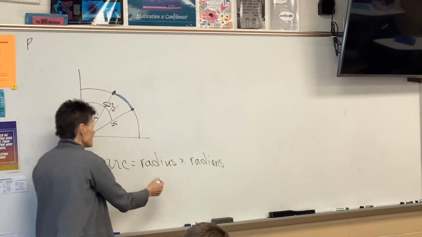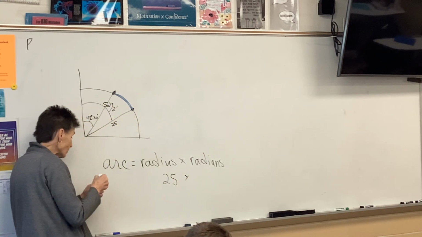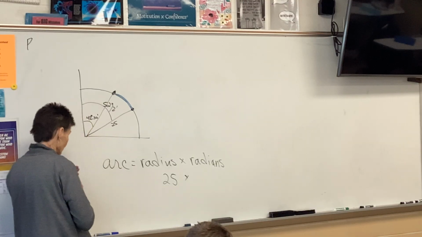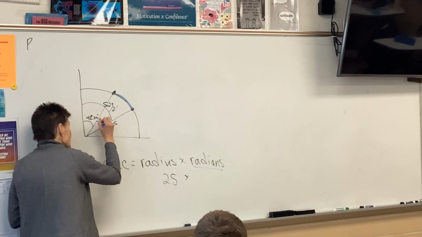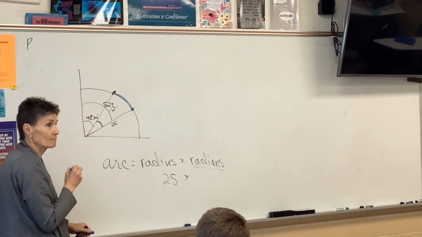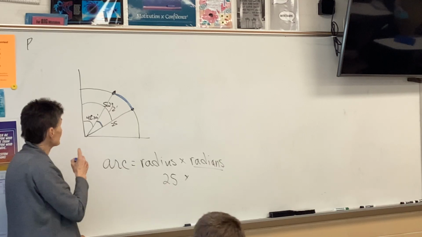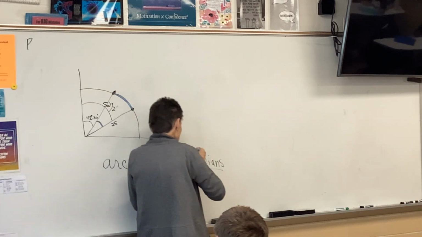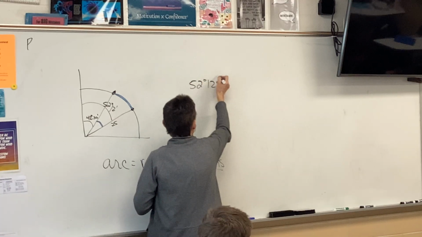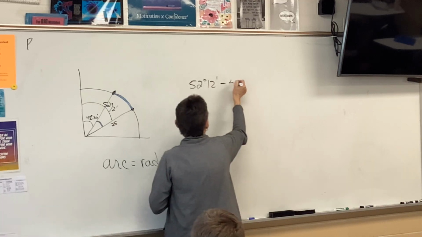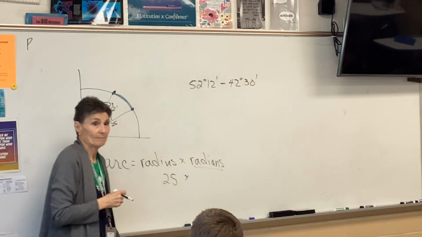And my radius is 25. Now, the angle I'm looking for, this angle right here, is going to be this one. Would everybody agree with that? And that angle is going to be 52.12 minus 42.30. Would everyone agree with that?